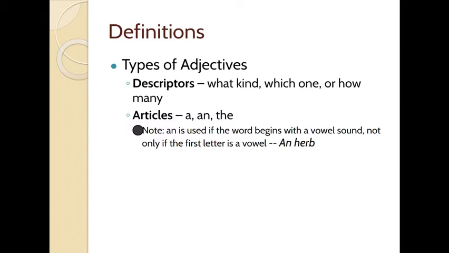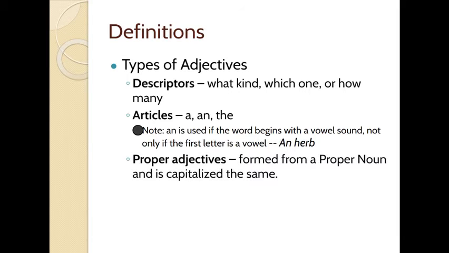Note, "an" is used if the word begins with a vowel sound, not only if the first letter is a vowel. Since we pronounce the word "herb" when referring to oregano, tarragon, parsley, cilantro, those kind of green things that grow that we use to give flavor to food, because we pronounce it "herb," not "herb," we would say "an herb," just like "an orange." So it's not whether it starts with a vowel, it's about starting with a vowel sound.